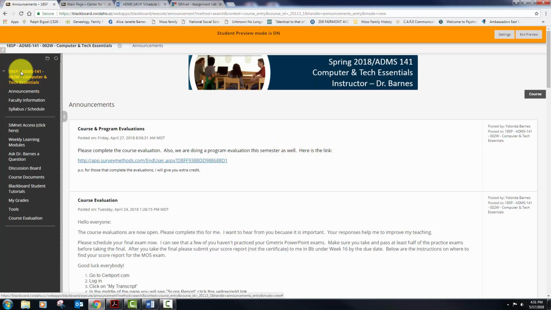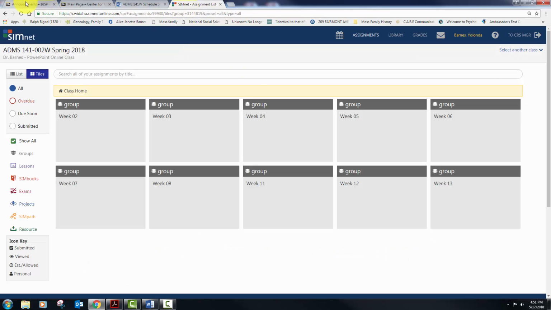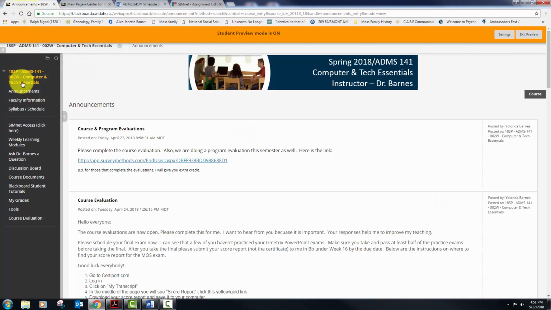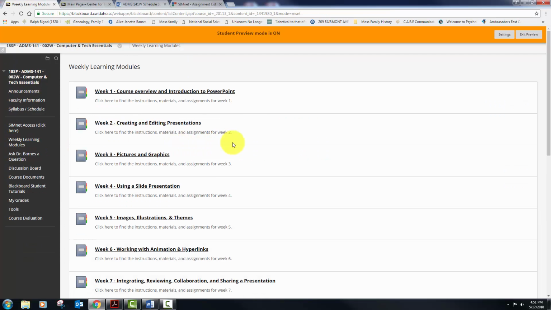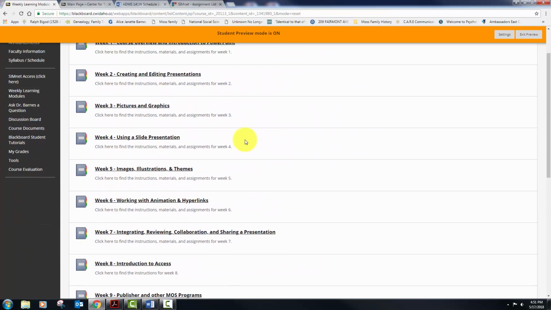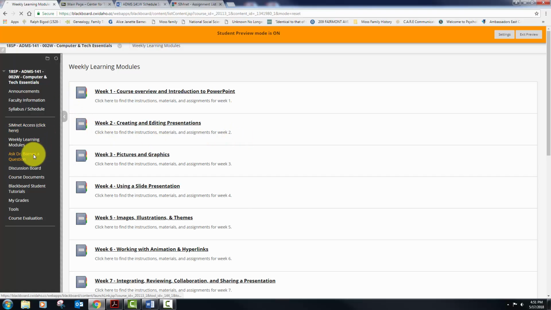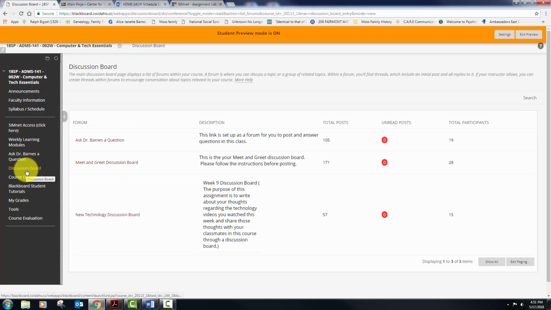When building your course, be sure to have the pages organized and logical. For example, the resources listed here are in order of importance for my course. For this particular course, SimNet is where students complete the majority of their assignments in a virtual Microsoft environment. The weekly learning modules are where students find information about their weekly assignments. I've also provided students an avenue to ask me a question and a link for our discussion board assignments. And I'll go into these a little bit more in just a few minutes.